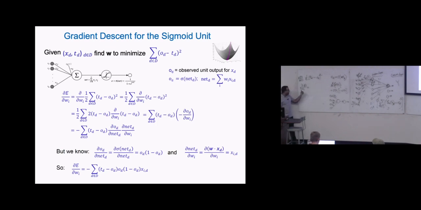We are taking a partial derivative with respect to W. What is the derivative of x squared? 2x, okay? So let's do 2x. This is our TD minus OD, right? Is that it? What else do we have to do?